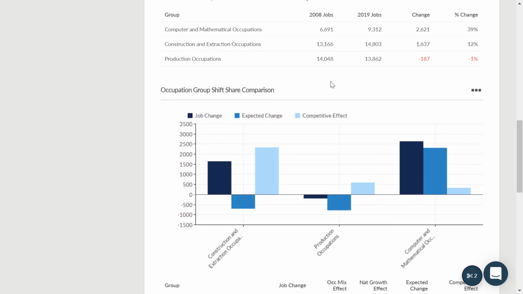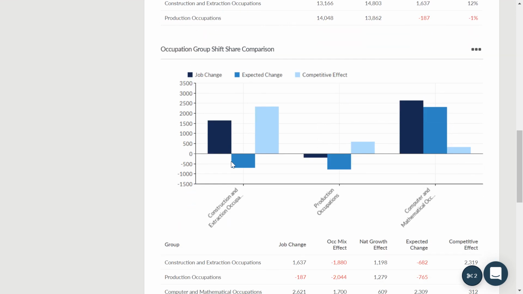Right here we have the shift share comparison, so how much did these occupations grow compared to how much they were expected to grow. So this is an interesting one because we can see here that construction and extraction occupations grew by right around 1,600 jobs, but they were actually expected to decrease by about 600 jobs. Therefore, they're going to have a very high competitive effect.